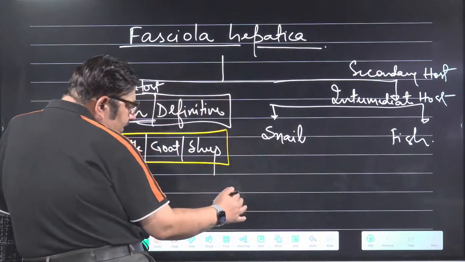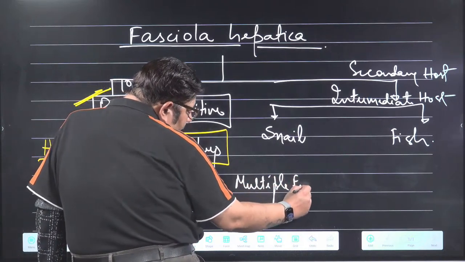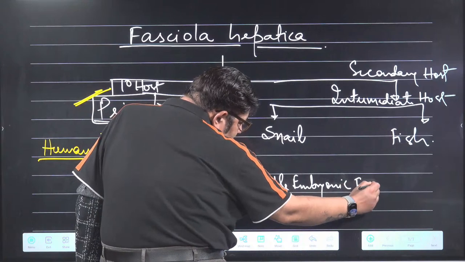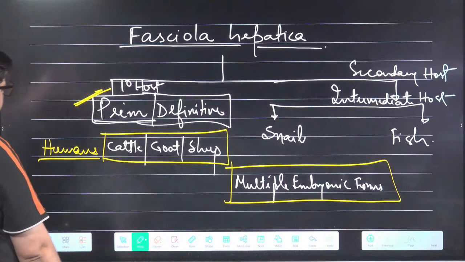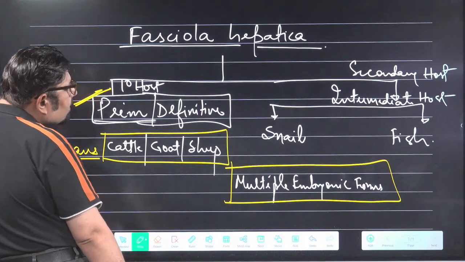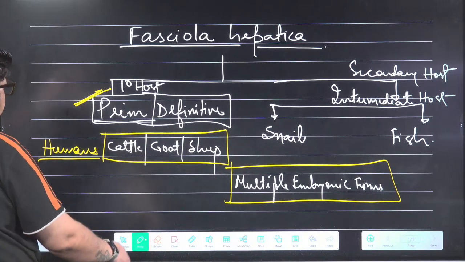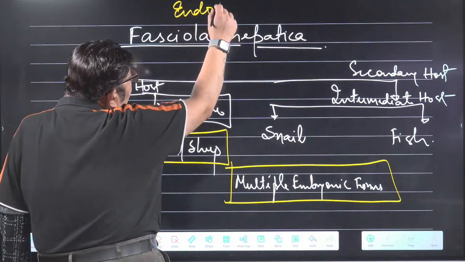So here we can say that it has got multiple embryonic forms. Very important point, please note down, multiple embryonic forms in case of Fasciola hepatica. Now, NCERT says it is a human liver fluke, but in humans, it is an obligate parasite. Obligate means not compulsory that it will only do in human. So it is an obligate human endoparasite.